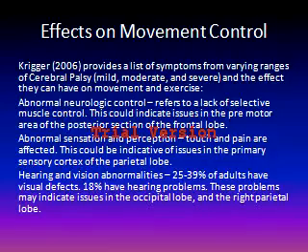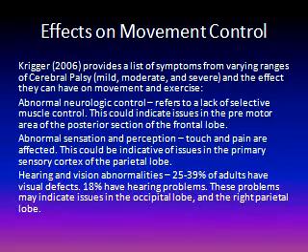Krieger provides a list of symptoms from varying ranges of cerebral palsy, mild, moderate, and severe, and the effect they can have on movement and exercise. Abnormal neurologic control refers to a lack of selective muscle control. This could indicate issues in the premotor area of the posterior section of the frontal lobe.